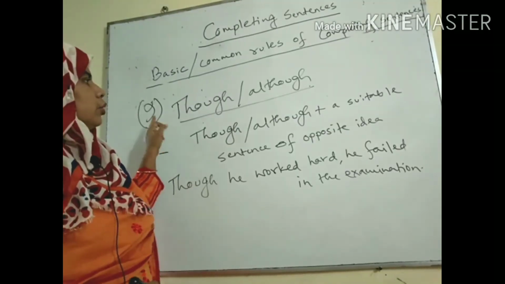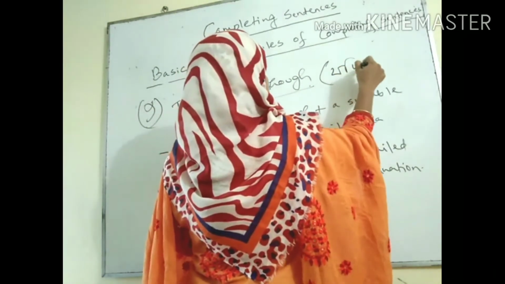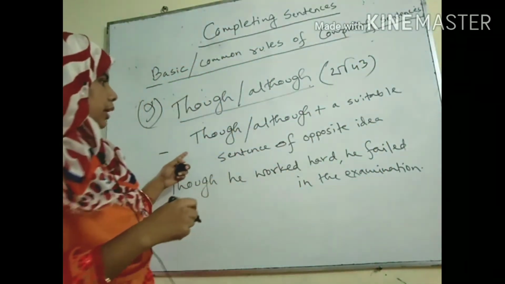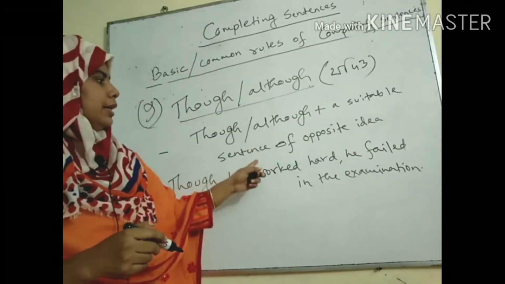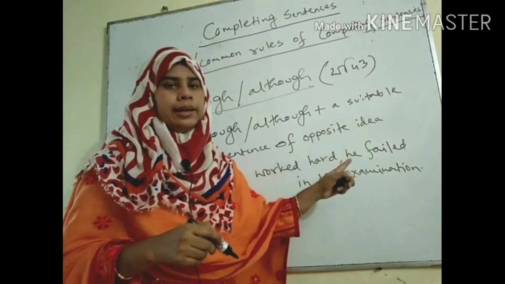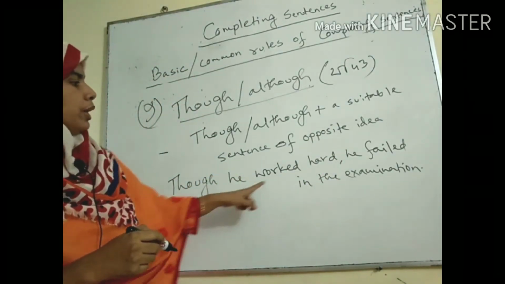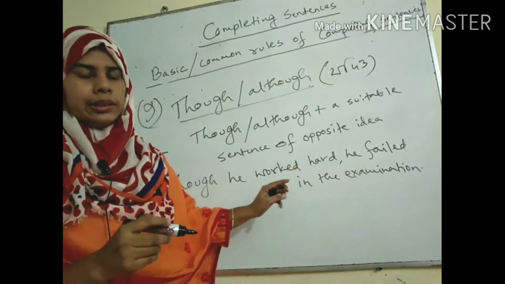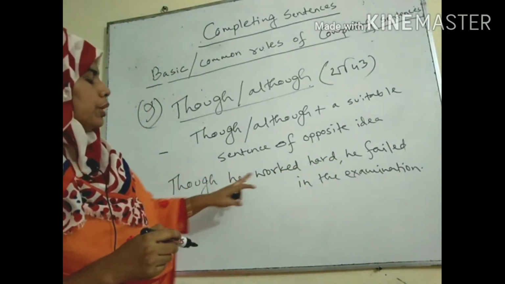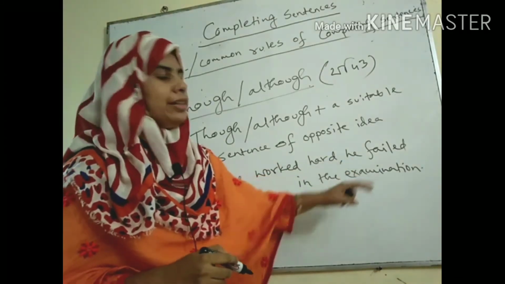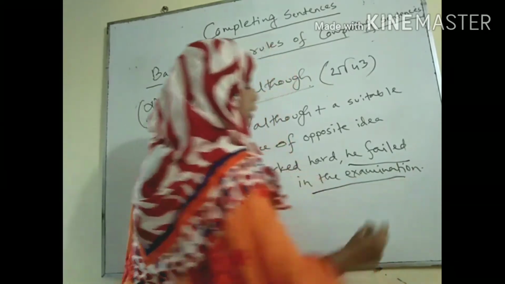Then rule 9. Rule 9, though or although. In Bangla it means jodio. Okay, after though and although we have to use a full sentence, but the sentence will be of opposite idea. For example, look at the example. Though he worked hard, he failed in the examination. This is a sentence of opposite idea.